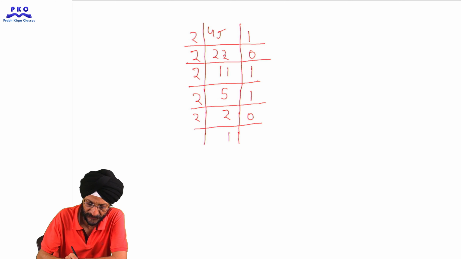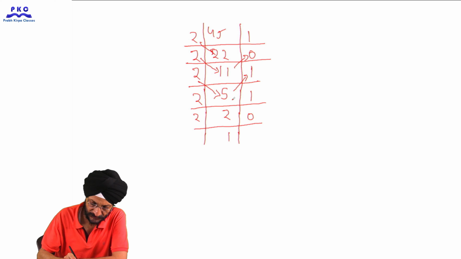45 has been divided by 2. 2 multiplied by 22, remainder is 1. 2 multiplied by 11, remainder 0. 2 multiplied by 5, 10, remainder 1. 2 multiplied by 2, 4 plus 1. 2 multiplied by 1, 2, remainder 0.